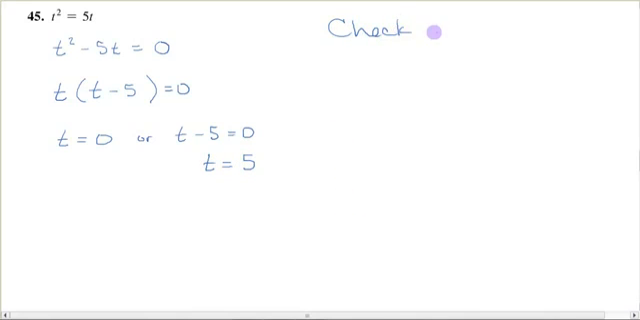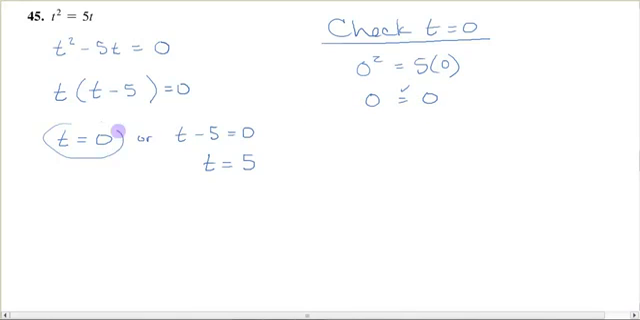And we're going to check t equals 0 and put it back into the original equation. 0 squared equals 5 times 0. 0 squared is 0. 5 times 0 is 0. That checks. So I know for sure that that is a correct solution.